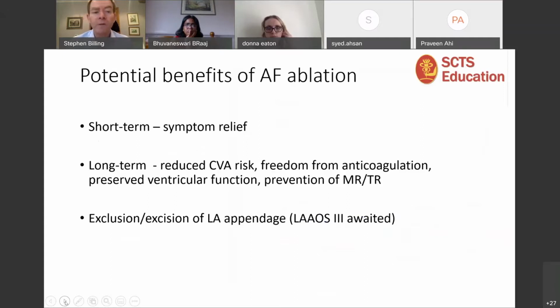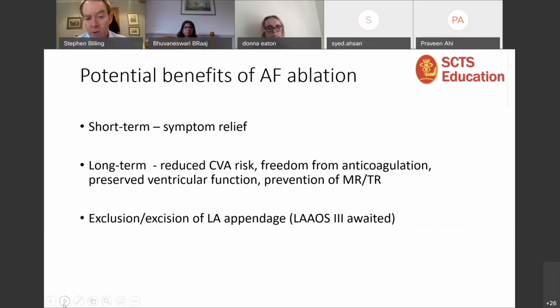The potential benefits from surgical AF ablation, those of us conducting it are sold. Short term, we may relieve their symptoms of palpitations or shortness of breath. And certainly the patients who've been symptomatic with their AF very much appreciate losing it. There are potential long-term benefits with a reduction in the stroke risk, perhaps freedom from anticoagulation, preservation of the LV function, because that does decline with long-term AF, and also preventing mitral or tricuspid regurgitation. There is also the opportunity to exclude or excise the appendage, which we believe is important in reducing the stroke risk. I know someone else is going to speak about that a little later.